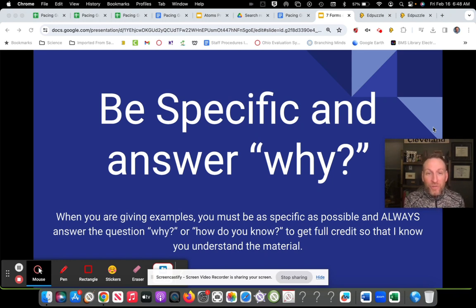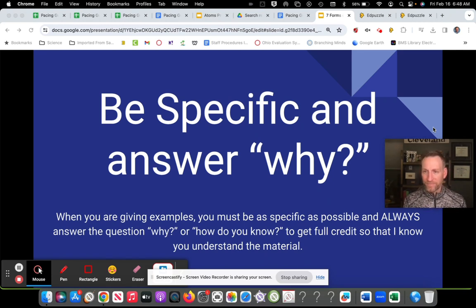But every time we give examples, like it says here on the slide, you're going to have to be specific. And what I mean by that is you're always going to have to answer the question why, or how do you know, to be able to get full credit, because that's the way I know you understand the material.